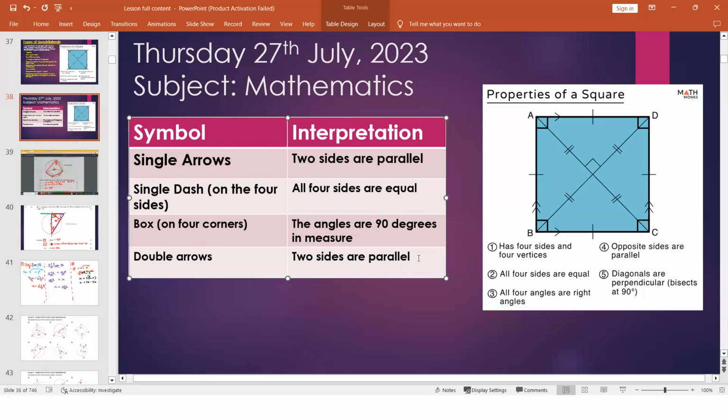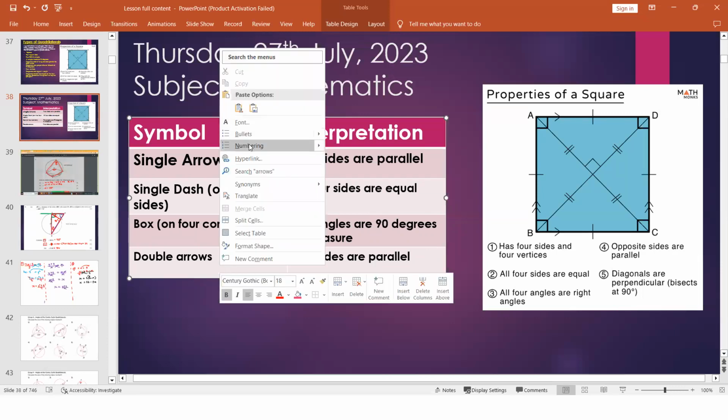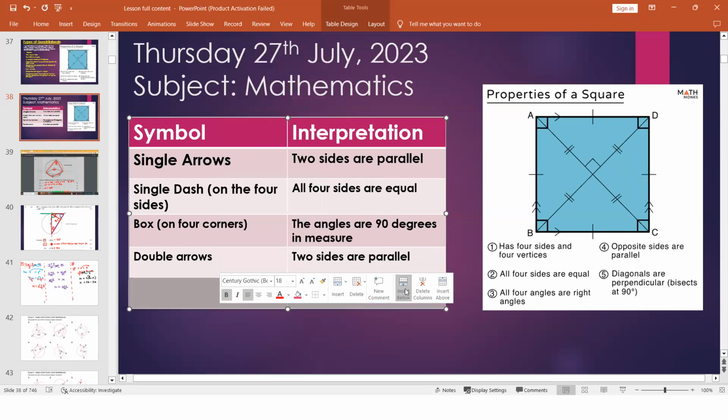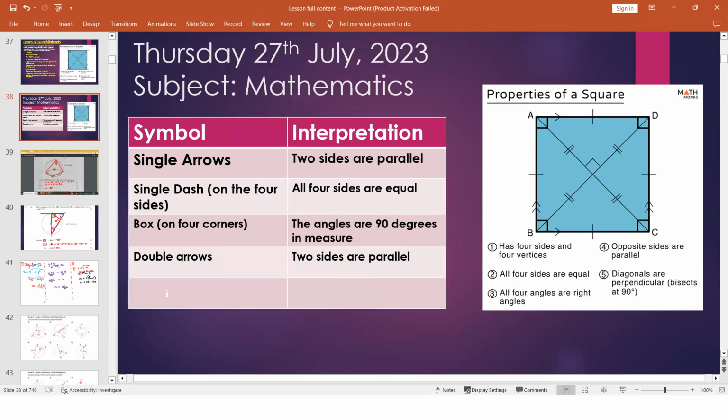And what does the double dash mean? So the double dash means that what? That they are perpendicular to each other. No, not the double dash. The double dash here for each of the diagonals means that the diagonals are all equal in length.